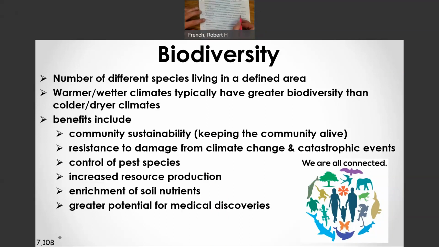The benefits of high biodiversity include community. Sustainability is your word. It's right here on the screen on your first indented bullet point, community sustainability. Resistance to damage from blank blank, that would be climate change or catastrophic events, so climate change. Control of pest species, increased resource production, enrichment of soil nutrients. It says right down here, soil nutrients, that second to last bullet point. And greater potential for medical discoveries.